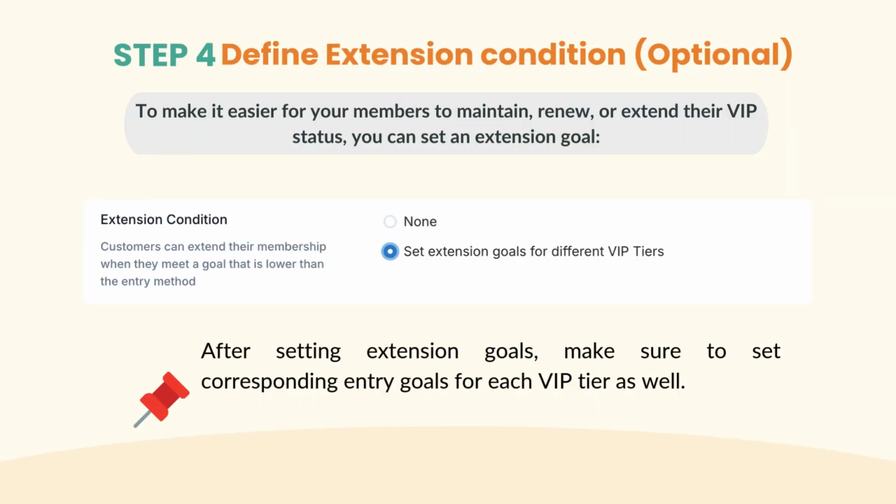To make it easier for your members to maintain, renew, or extend their VIP status, you can set an extension goal. So here, you can choose whether customers need to meet a separate, lower threshold to extend their membership. Once you have made your selection, click Update to save your changes. Remember, after setting extension goals, make sure to set corresponding entry goals for each VIP tier as well.